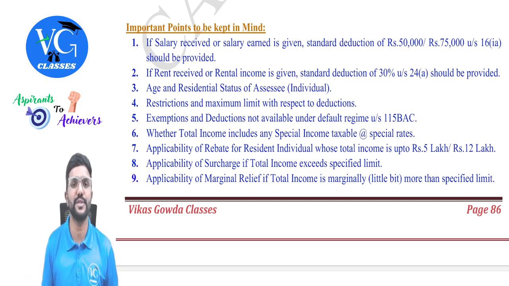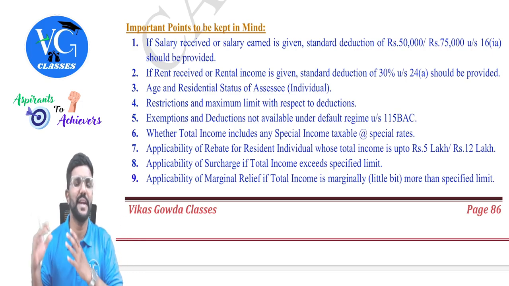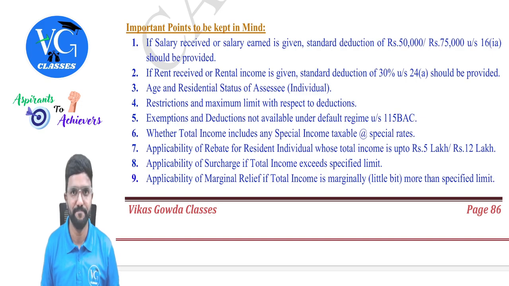Sir, what about other exemptions and all? Guys, if the question is silent, we cannot decide on HRA exemption or any other exemption under the salary head. Got it? Even the deductions with respect to entertainment allowance or professional tax, if the question is silent, we will ignore it. Okay. And please be careful.